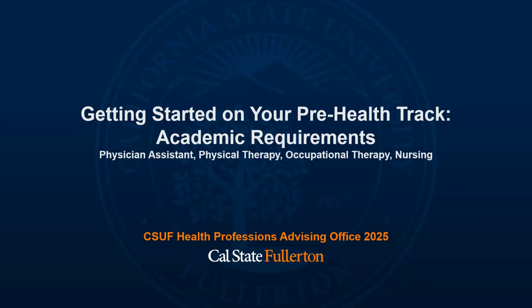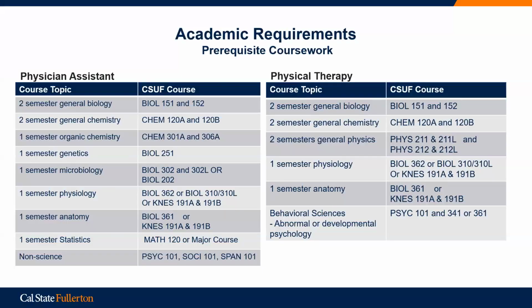Today we'll be going over the academic requirements for the pre-health paths for physician assistant, physical therapy, occupational therapy, and nursing. The first thing that you need to be considering when you're looking at going down one of these pre-health tracks is the prerequisite coursework required for your path. So to review for these four pathways, we'll go over the prerequisite courses for each one.